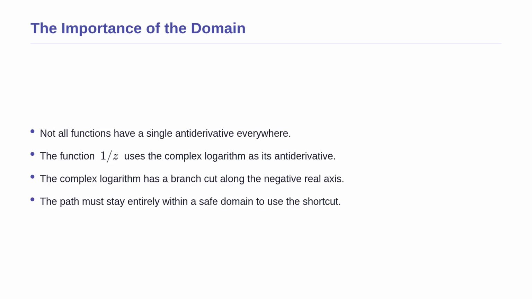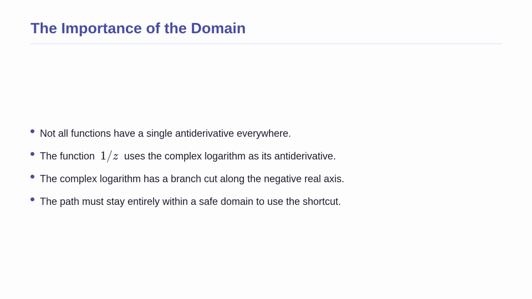So, we have proven that path independence holds, but there is a catch. Let us look at why the domain matters so much. Not all functions have a single, well-behaved antiderivative everywhere in the complex plane. For example, the antiderivative of 1 over z is the complex logarithm.